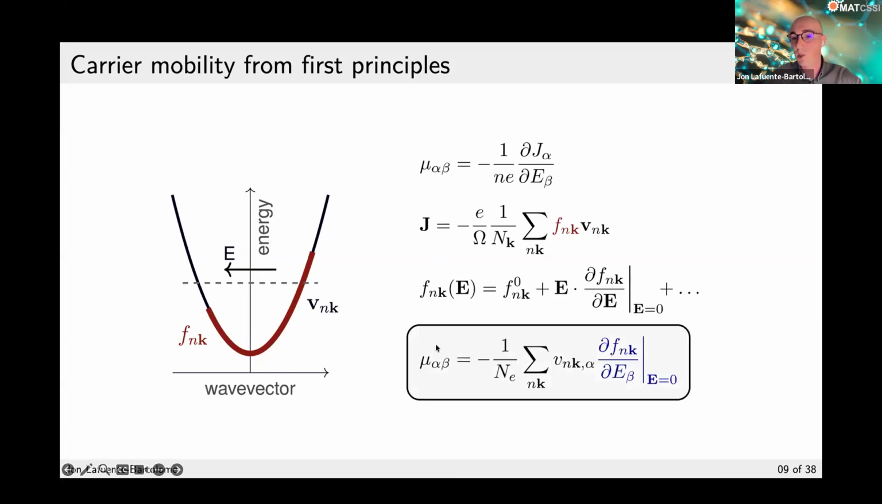Now, how does all this relate to the mobility? Well, one can more formally define the mobility, in line with what I showed previously, as the derivative of the current density with respect to the external electric field with some prefactor.